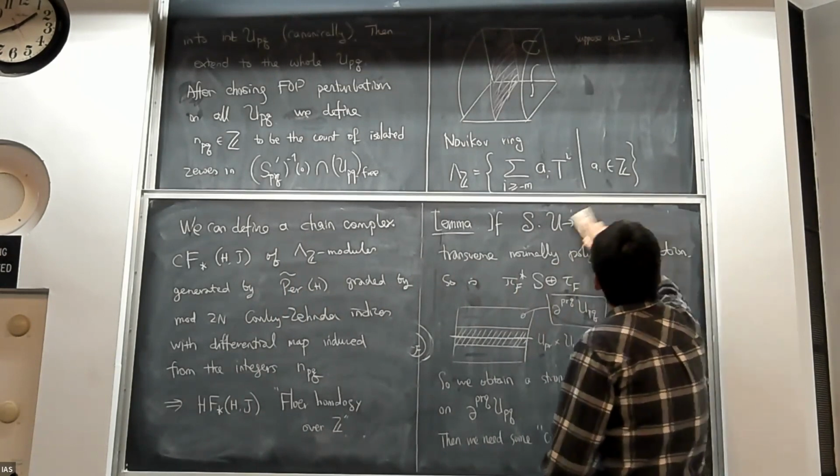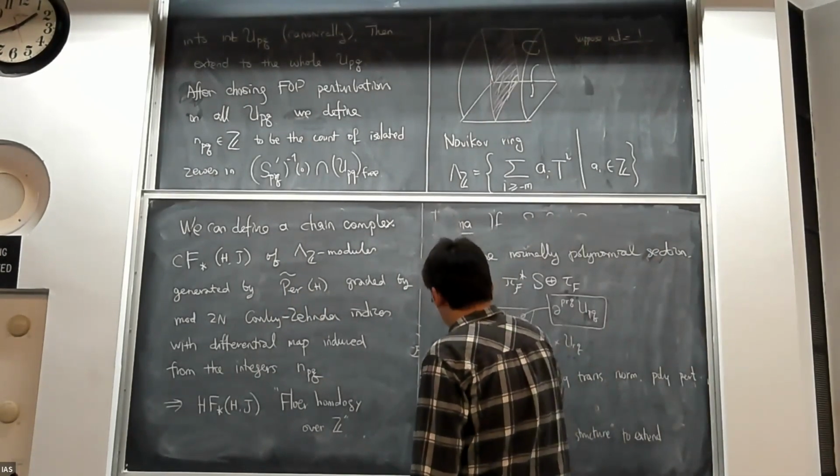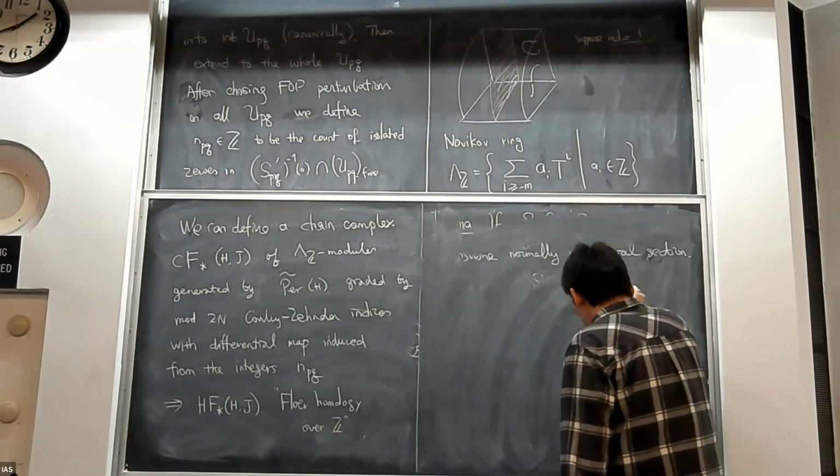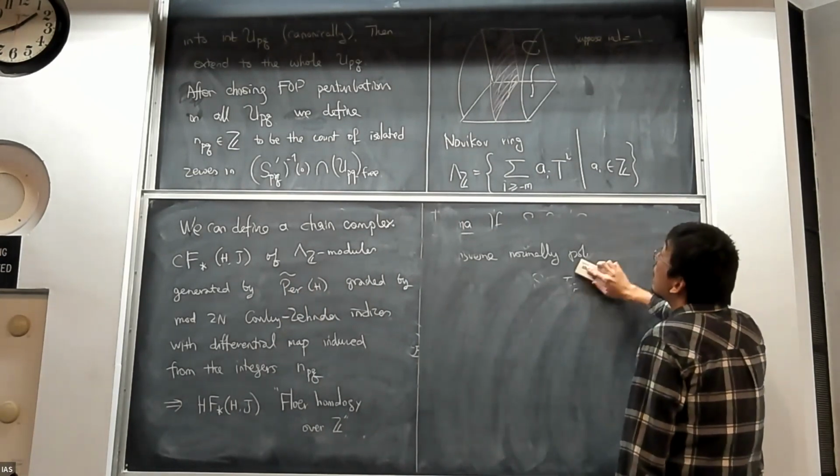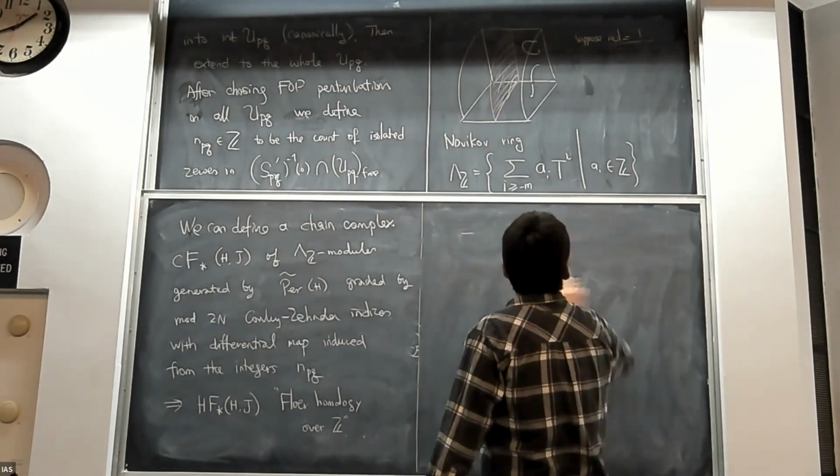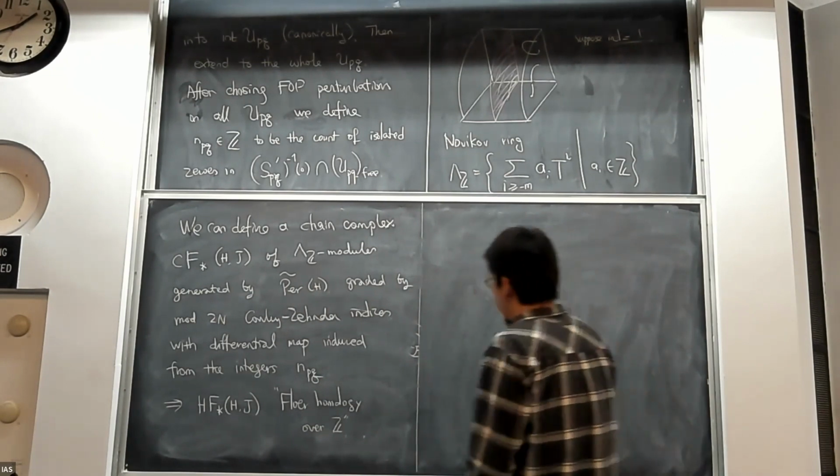So then we need to compare this with the ordinary homology of the symplectic manifold. So then we use this EXS construction.